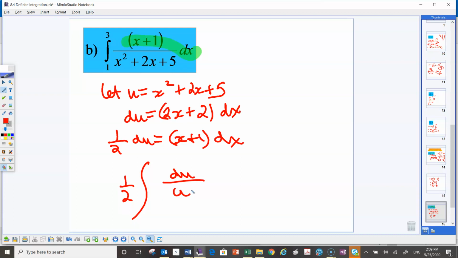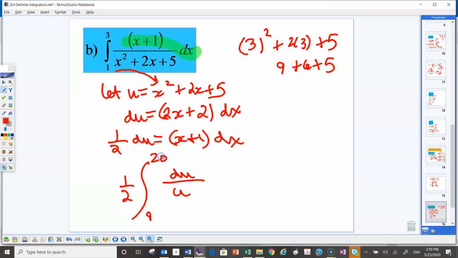And now if I want to continue to work in u, I'm going to change my limits to match u. So I'm going to plug 1 in here for x, so 1 squared plus 2 times 1 plus 5 is going to give me 8 as my lower limit. And if I put a 3 in there, I'm going to get 3 squared plus 2 times 3 plus 5. It's going to be 9 plus 6 plus 5, and this is going to be 20.